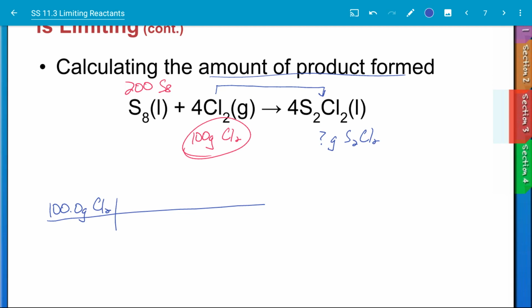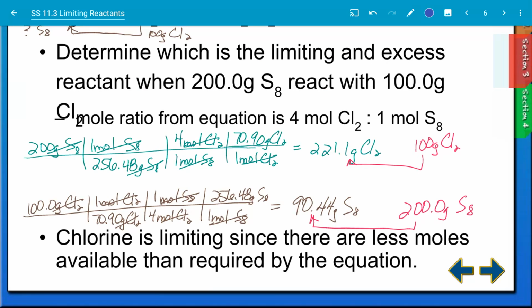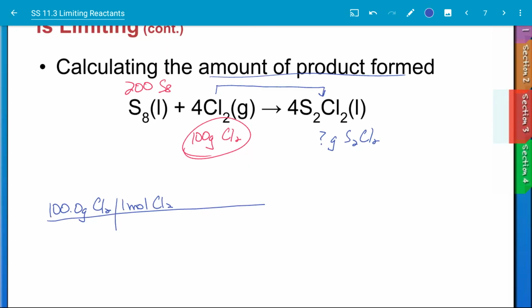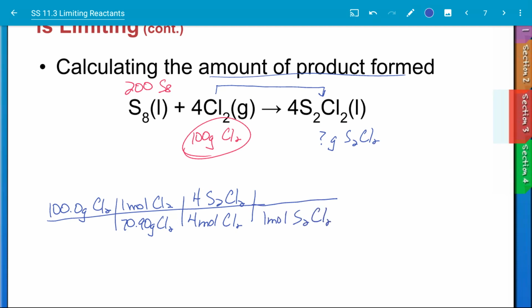And I know that 1 mole of chlorine gas, I've got to look back on here, is 70.90 grams of chlorine gas. And I know that for every 4 moles of chlorine gas, I will produce 4 moles of disulfur dichloride. And I know that 1 mole of disulfur dichloride is equal to how many grams?